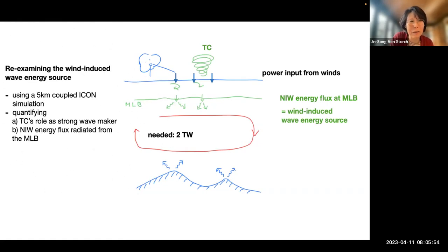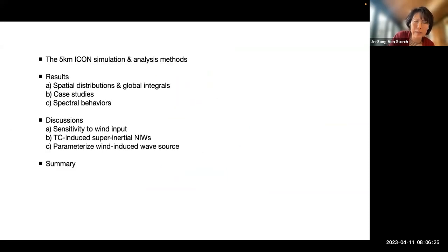this whole thing using frontier simulation. This is a coupled 5 kilometer coupled atmosphere ocean simulation, to see what we can learn from it. What is the story here? In particular, we can quantify the role of tropical cyclones and also the near inertial wave energy flux radiating away from the mixed layer bottom, to reconsider this. So that's just the idea of why we're redoing this.